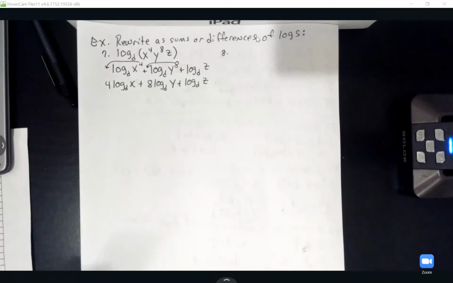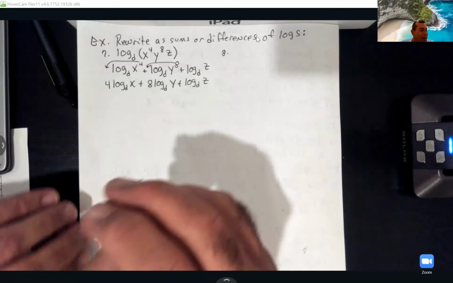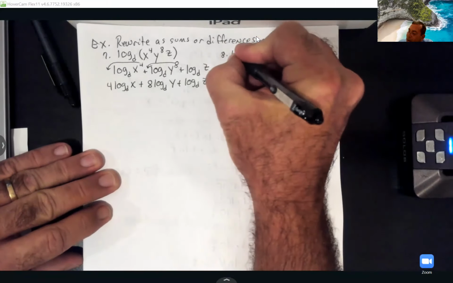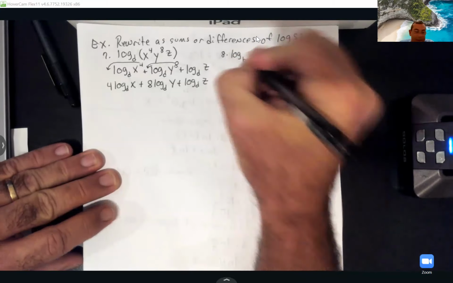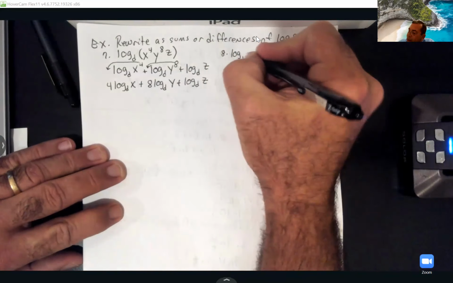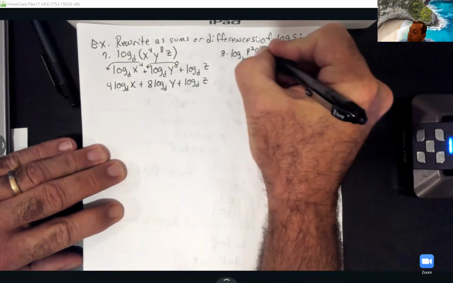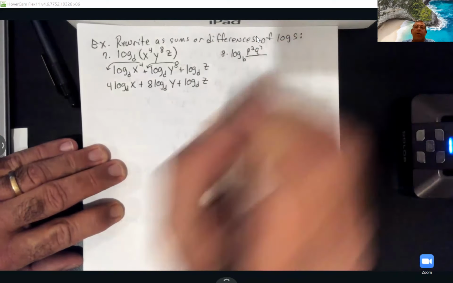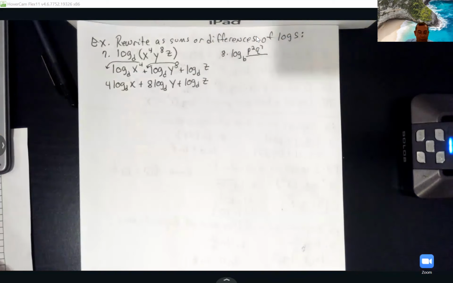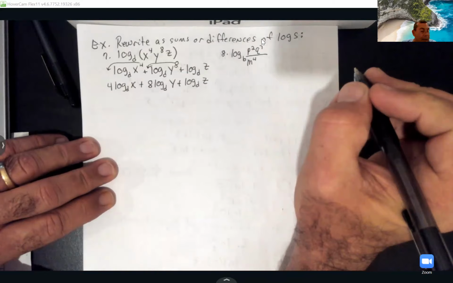Now watch this. We're about to up the ante on this next one. Number 8 has a log base b. Now, I've got a fraction here. On top of my fraction, I've got p squared q to the 7th, over m to the 4th and b to the 8th.